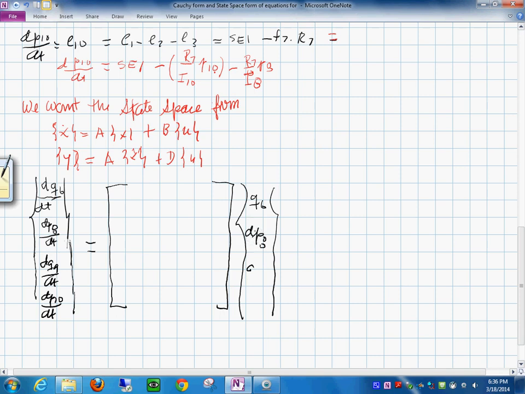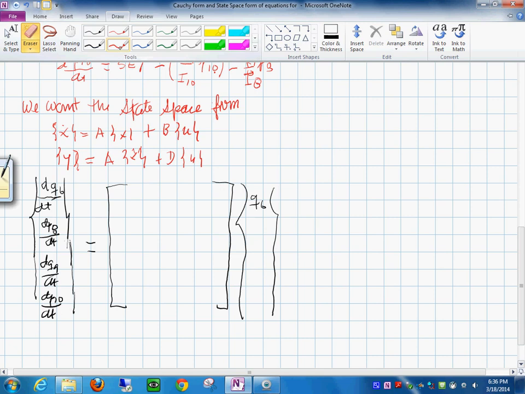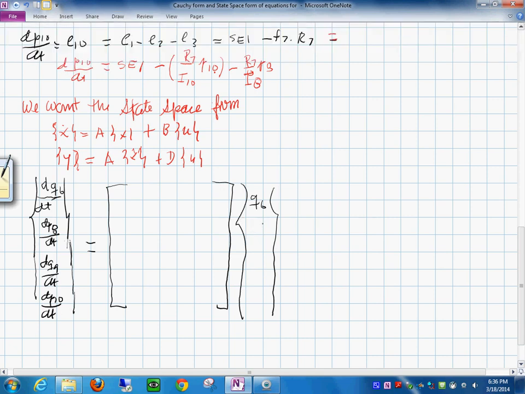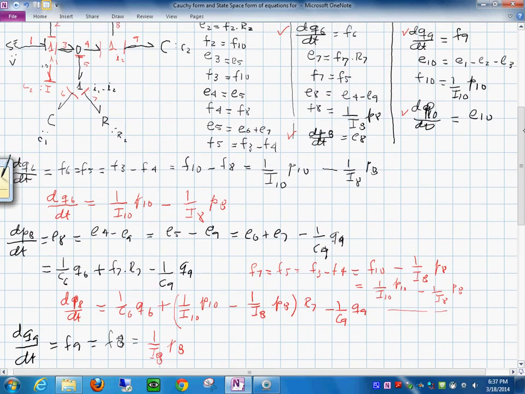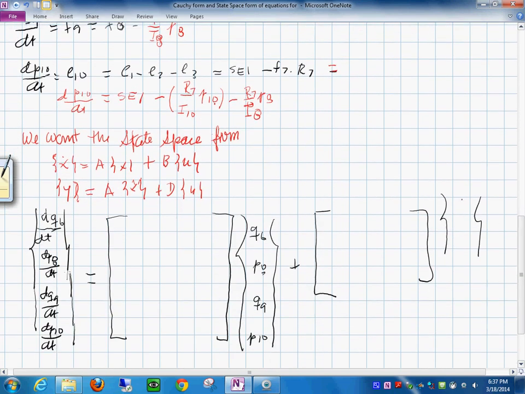This is dp sub 8, this is p sub 8, and then q9, and then p sub 10, plus the other matrix like this, and then the vector of the inputs. And in this case, what input do we have? We only have that SE1. No more.